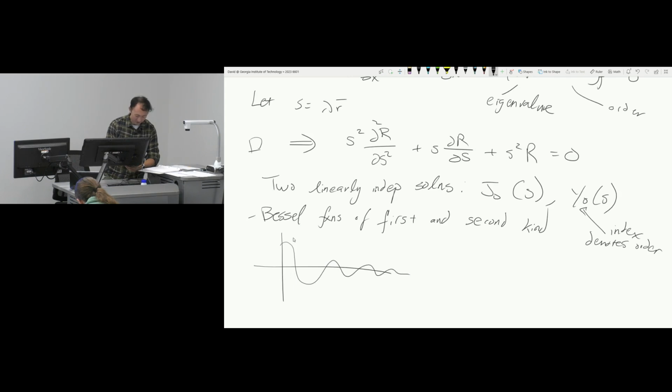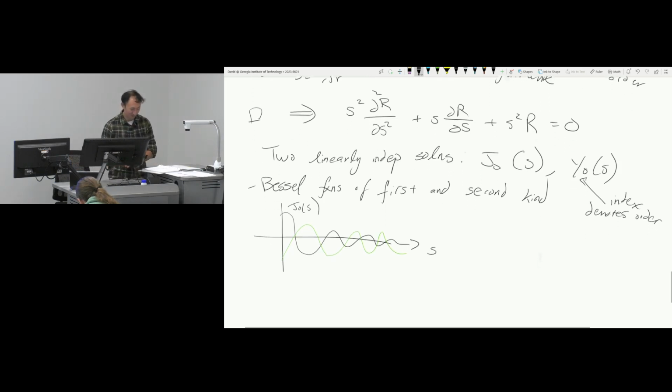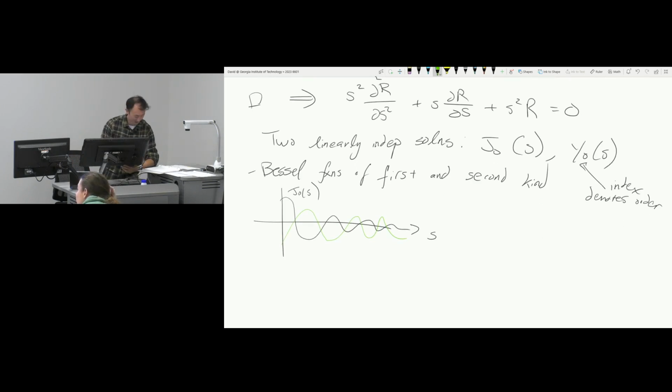That's what J naught looks like if this were the S axis. And Y naught would look like this. Oh, I can do better than that. Let's use a different color. Whoa, it looks so good with different colors. Y naught of S. Oh, that looks so good.